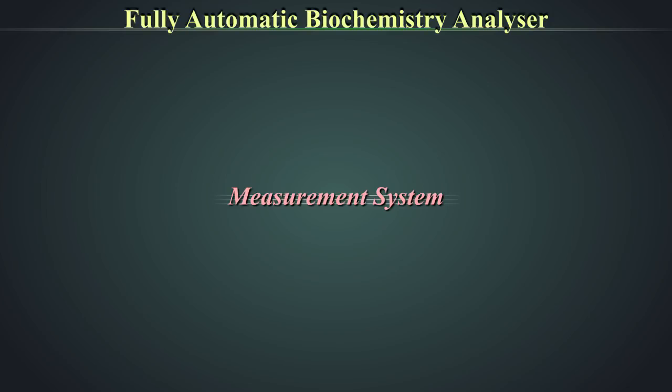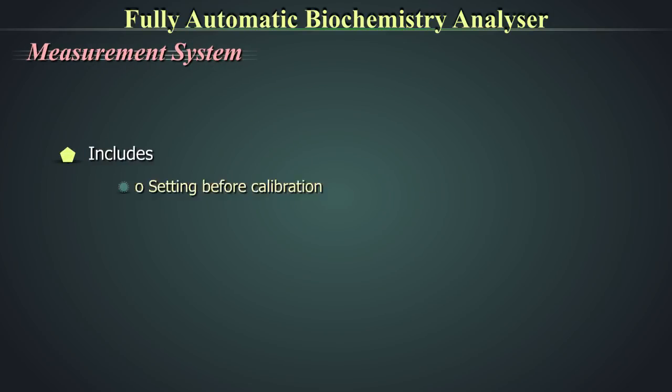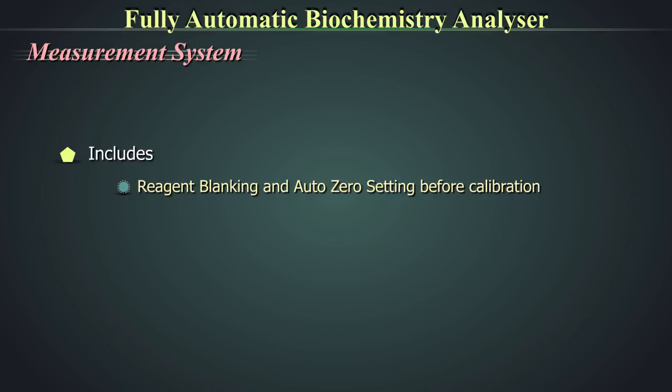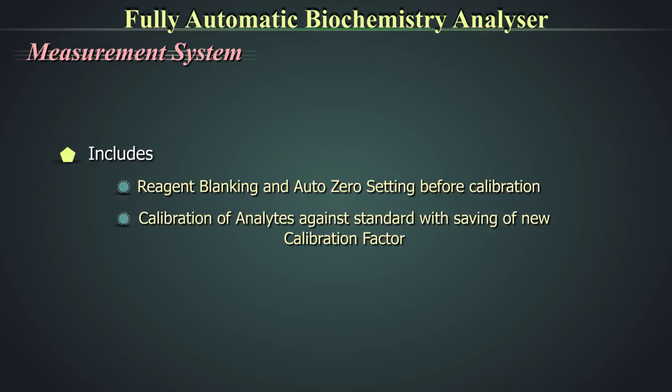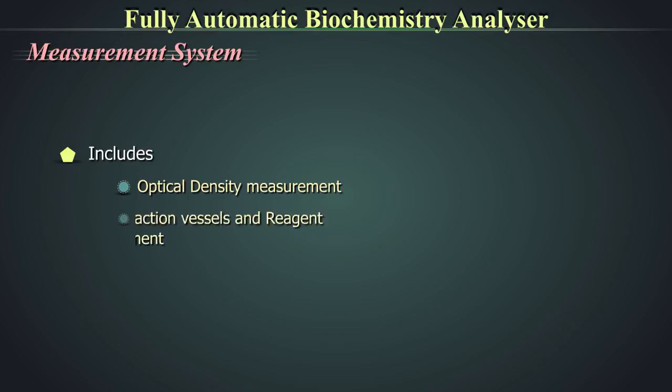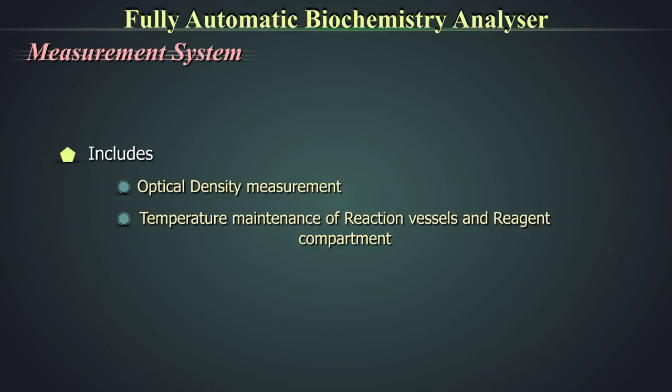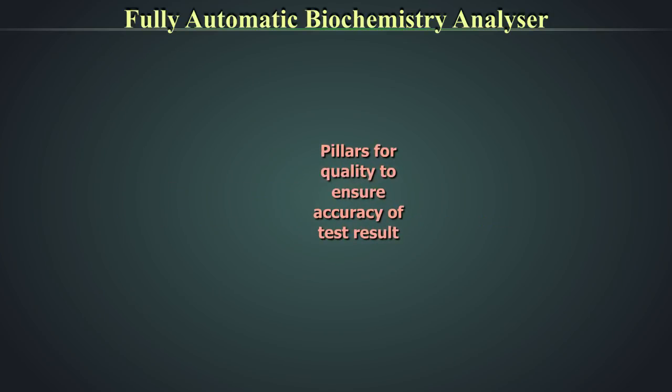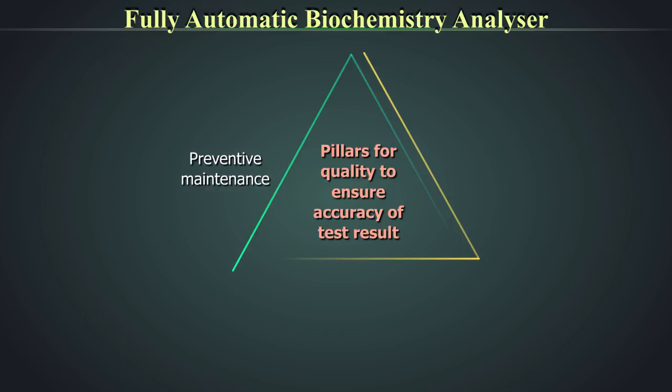Measurement system. Measurement system includes reagent blanking and auto zero setting before calibration. Calibration of analytes against standard with saving of new calibration factors. Optical density measurement, temperature maintenance of reaction vessels and reagent compartment. Three pillars for quality to ensure accuracy of results. It includes preventive maintenance, calibration, and control.